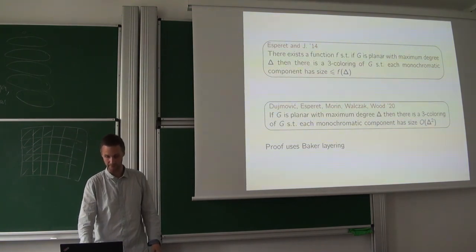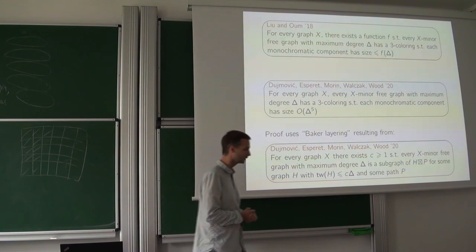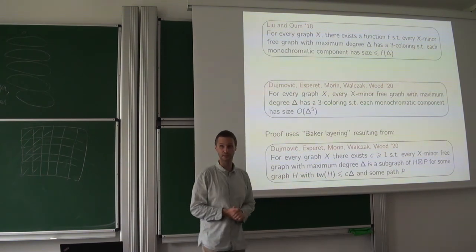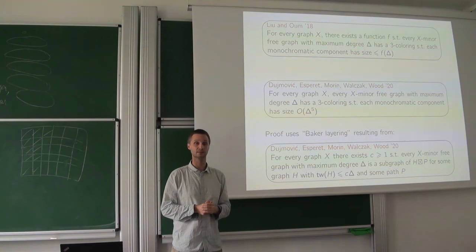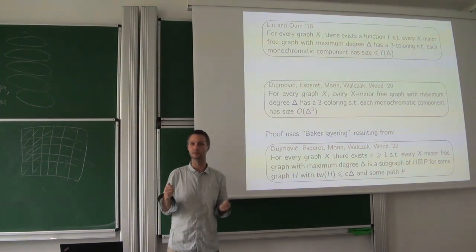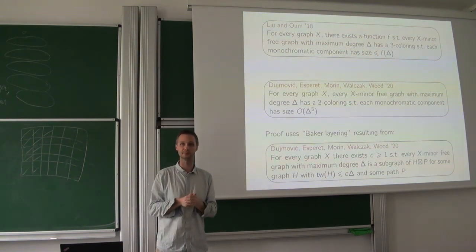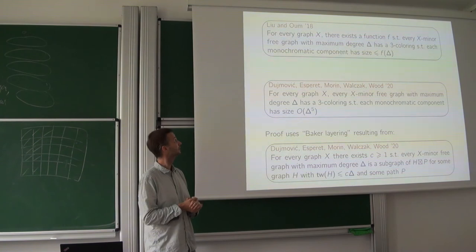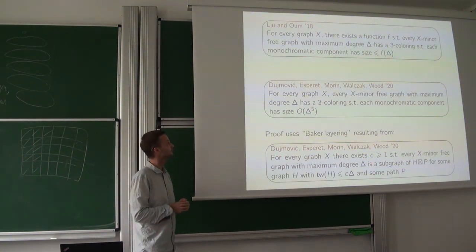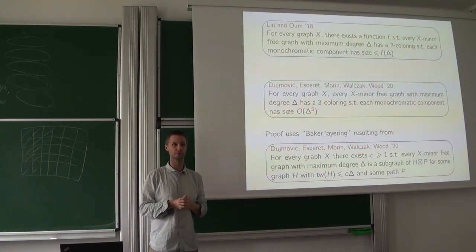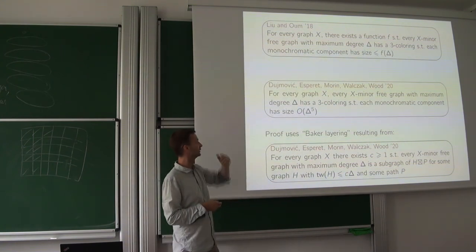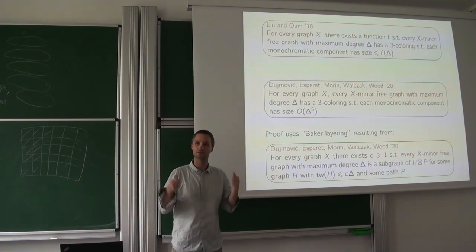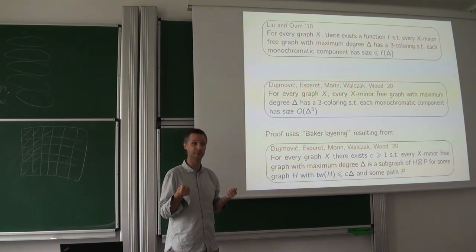So why do I mention it here? It's because you can look at a more general setup where instead of looking at planar graphs, you forbid a fixed graph as a minor. And you can ask, well, can you still do the same? Can you do a three-coloring where every monochromatic component has size at most some function of the maximum degree? That is true. It was done by Liu and others a few years ago. Again, the original bound was pretty bad, non-explicit. And in the same paper, they improved it to delta to the 5. And again, the proof only uses the fact that there is somehow a good Baker layering for these graphs.